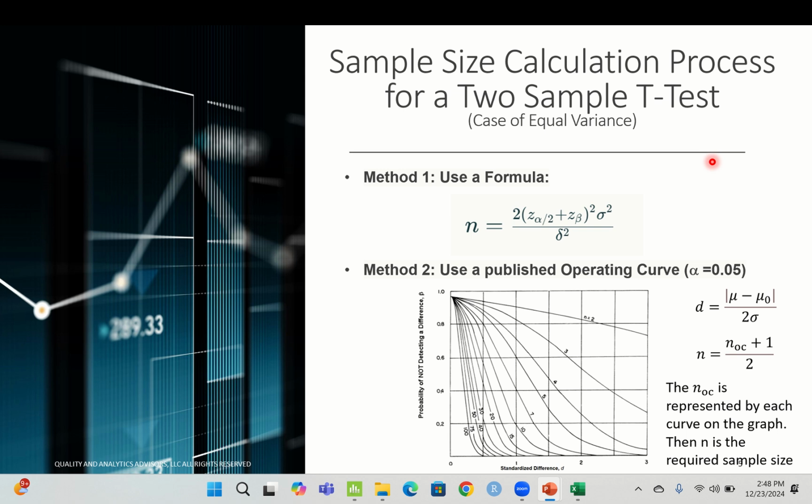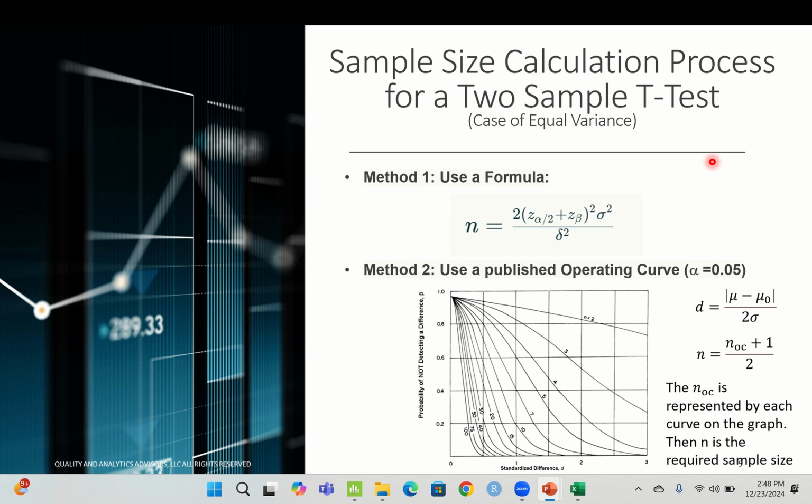There are three methods that we're going to show you in this video. The first method, we're going to do this manually using a formula. You're going to see that the results are going to be very similar, but there will be slight differences, but not something to be concerned about.